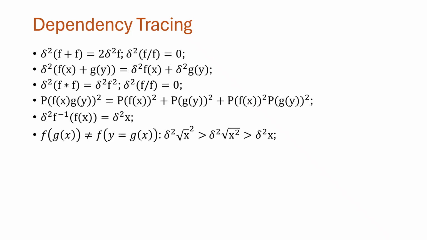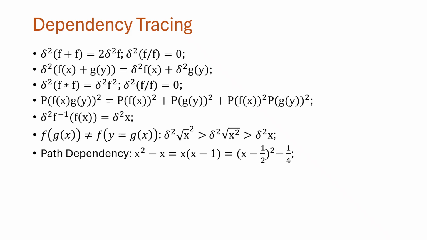And here is the example, right? Such calculate square root of square, the variance is larger than square root of square, and it's larger than the true input.